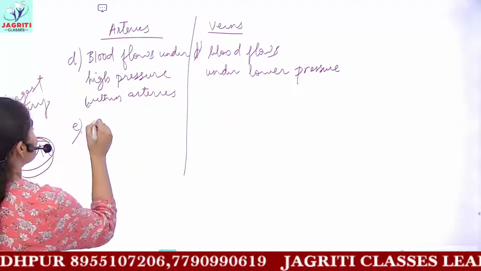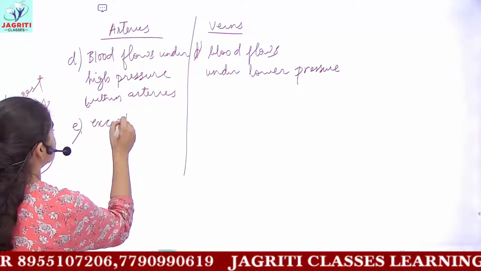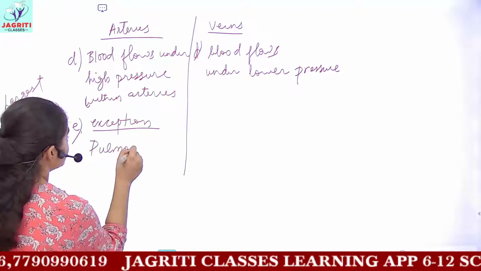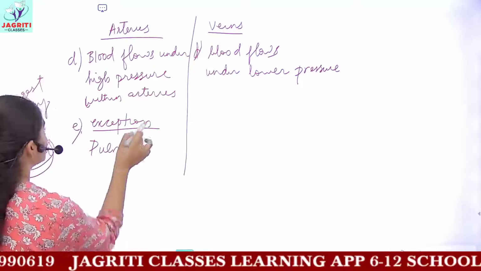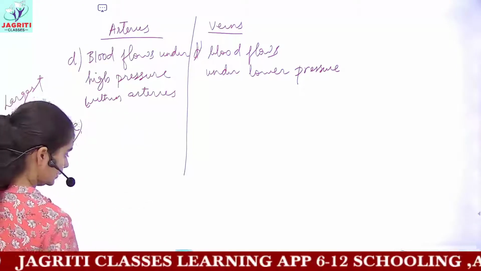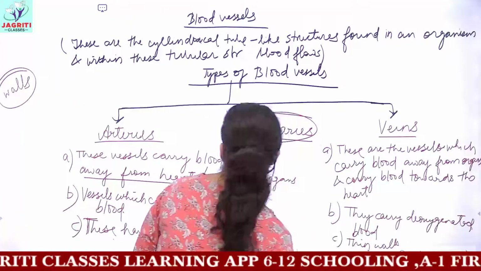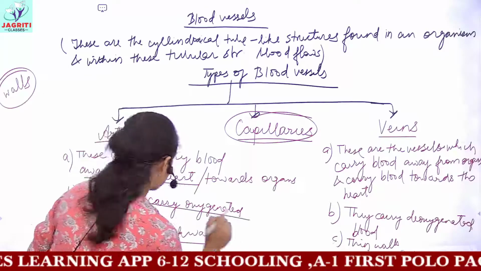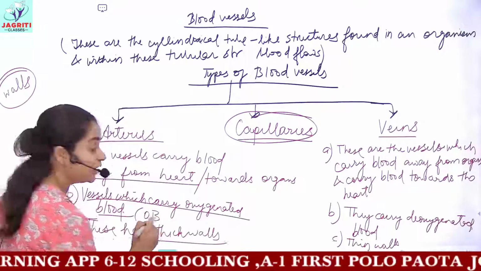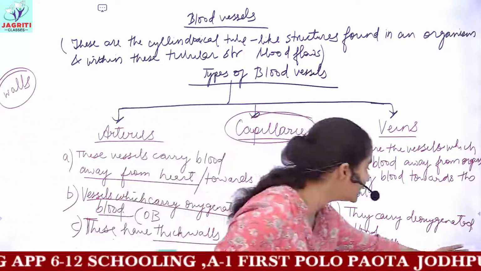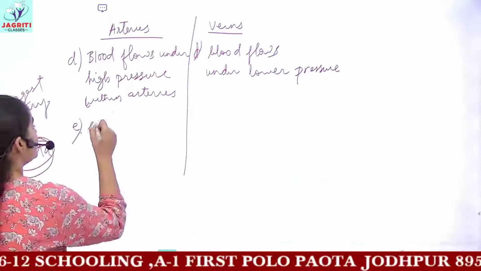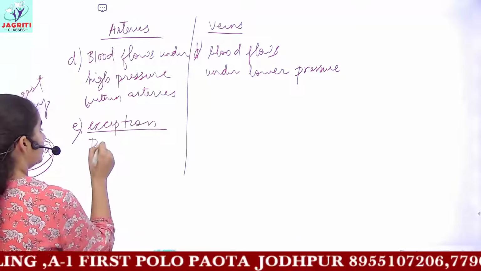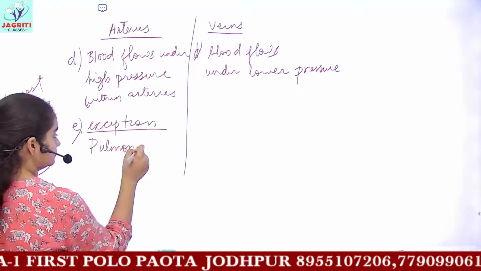Now there is one exception. The exception is the pulmonary artery here. First we'll write one more point. We have written that arteries are the blood vessels which carry oxygenated blood within them. But there is one artery which is known as the pulmonary artery. The exception here would be the pulmonary artery.